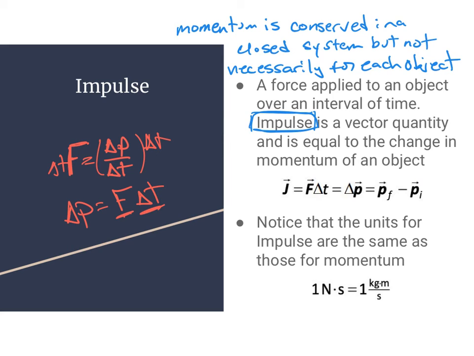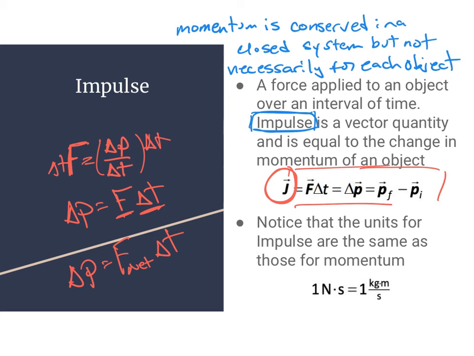And actually, I want to even be a little bit more specific about that. This change in momentum is equal to F net times delta t. So it's equal to the net force times change in time. We also call that value impulse, which is symbolized with a capital J. So here we have this nice string of equalities. The impulse is equal to F delta t, which is equal to delta p, or change in momentum, which is equal to final momentum minus initial momentum. And this is, again, for individual objects.